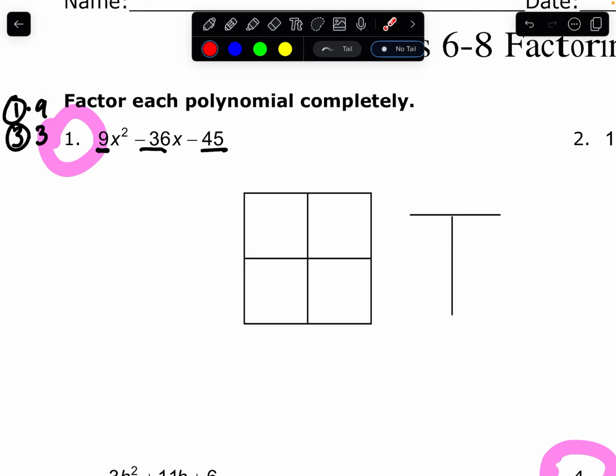If I look at 9, right? 9 goes into 9 once. 9 goes into 36 4 times. And then 9 goes into 45 5 times. So our greatest common factor that we have to pull out first is going to be 9.